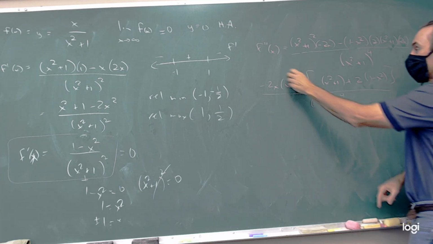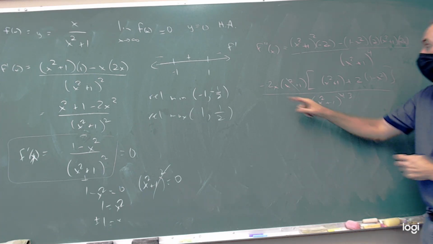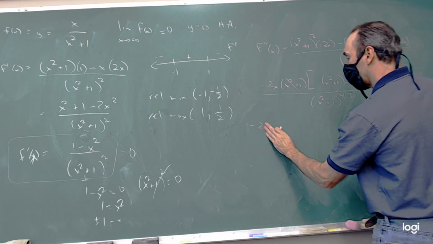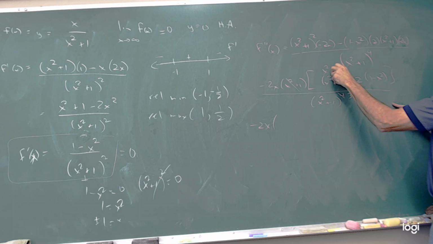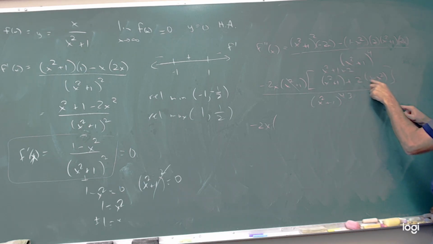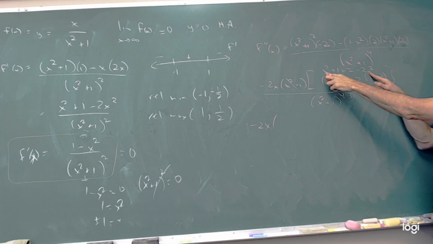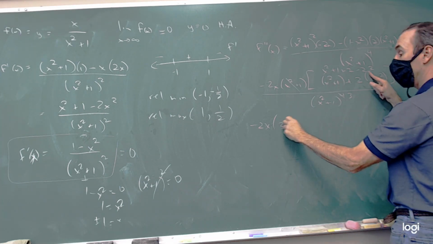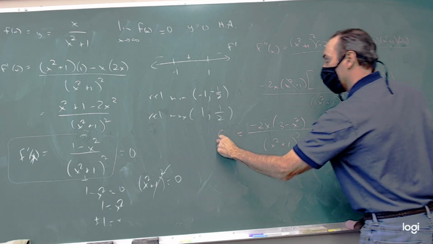All right, now we can cancel this x squared plus 1. This negative 2x we're going to leave hanging out there. Don't forget the x part. Inside the brackets, we're going to distribute and combine like terms, see what we get. So we got that x squared plus 1 plus 2 minus 2x squared. Does that look right? So that's going to be a 3 minus x squared, over what's now x squared plus 1 to the 3rd. This is our f double prime of x.